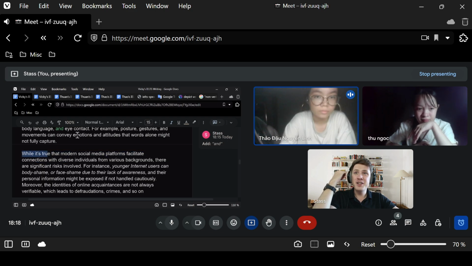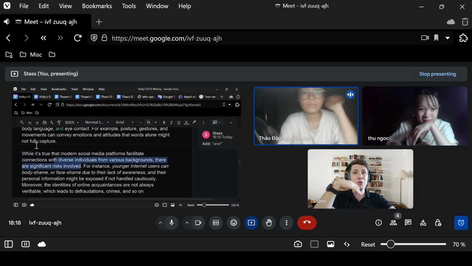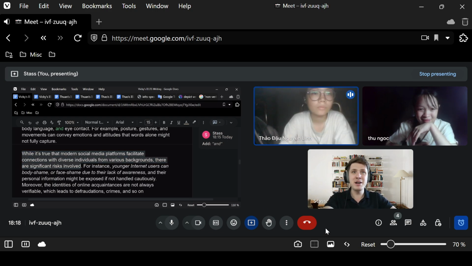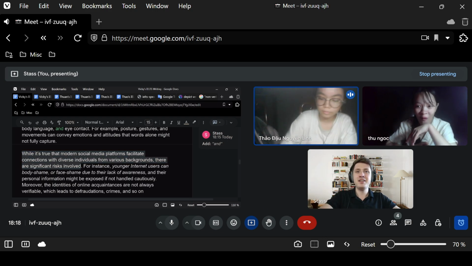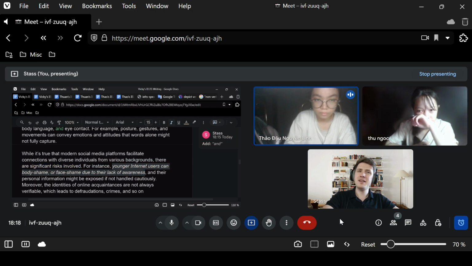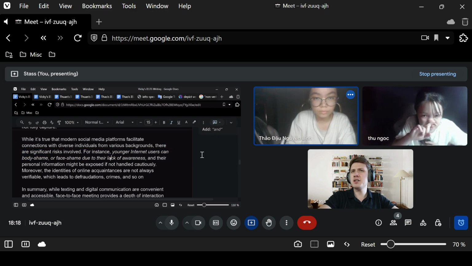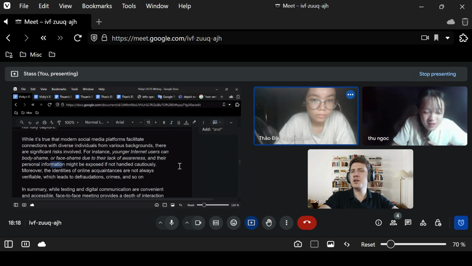And we have a very nice structure. While it's true, something, there are significant risks involved. Perfect. Band 9. Nothing better can be there. So there are significant risks involved. For instance, why is this like this? Like italics? Why is it in italics? No reason. I don't know. Okay, whatever. Doesn't matter. For instance, younger internet users can body shame, and their personal information might be exposed.